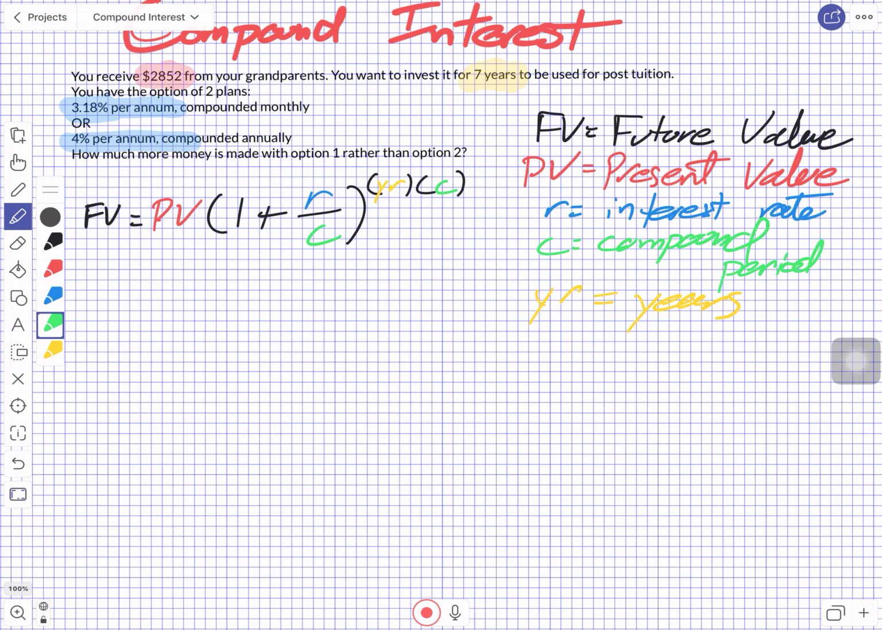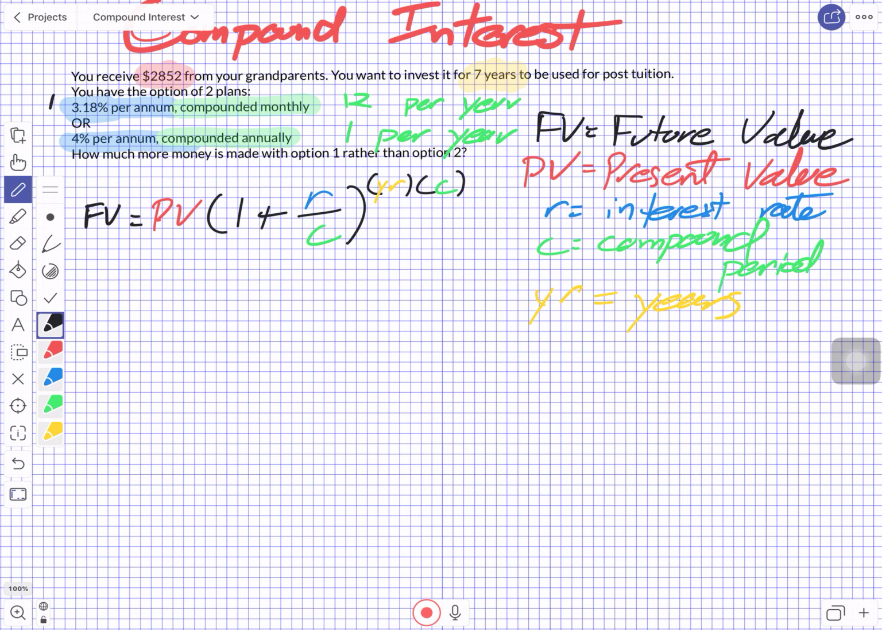The compound periods, though, compound monthly and compounded annually. These are important. They have specific definitions. Monthly means 12 times per year, while annually is just once per year. Okay? So those are really important for us. And there's different types. It could be weekly, bi-weekly, bi-monthly. Those are the two for our situation.